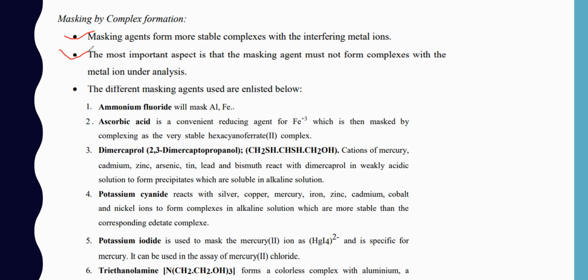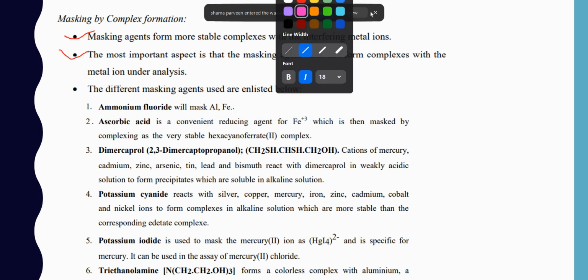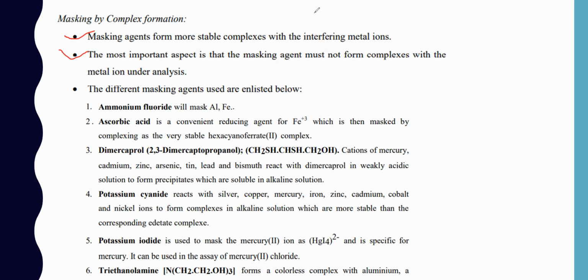But what is my aim? I need to only detect what percentage of magnesium ions is present in my solution, and I don't have any concern with the copper ions. So what I will do is use a masking agent. I may mask it by using precipitating agents, or here with the help of complexing agents.